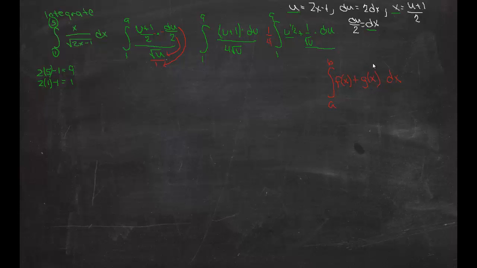And so what you do when you have that, you basically go ahead and you do the integral of f of x, and then plus the integral of g of x. So that's the rule. We're going to keep that in mind here when we go to the next step.